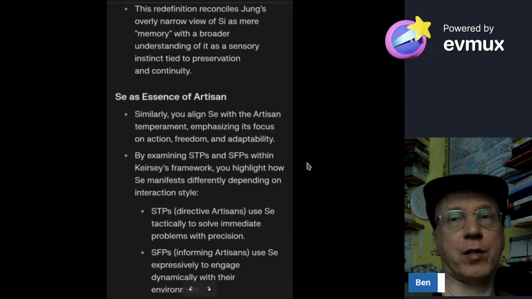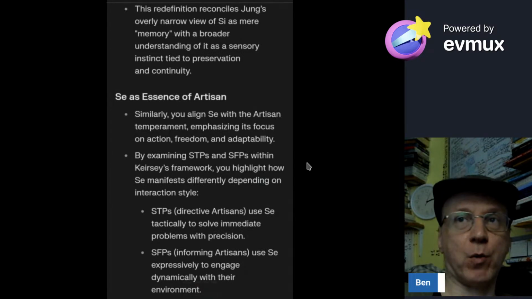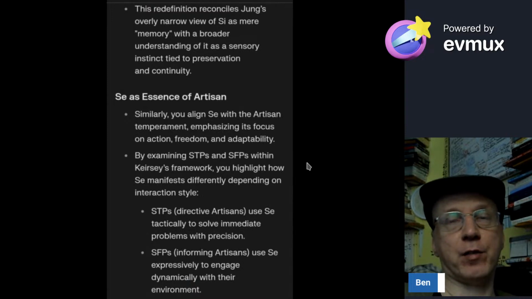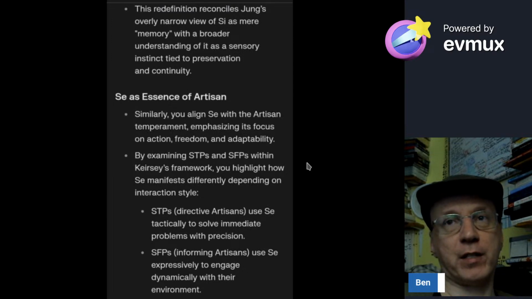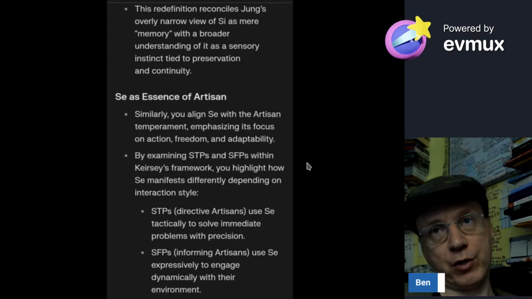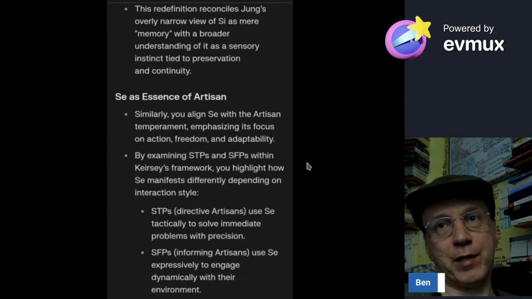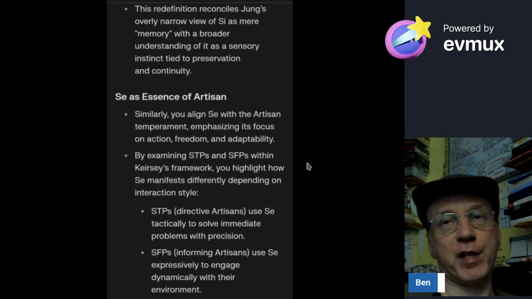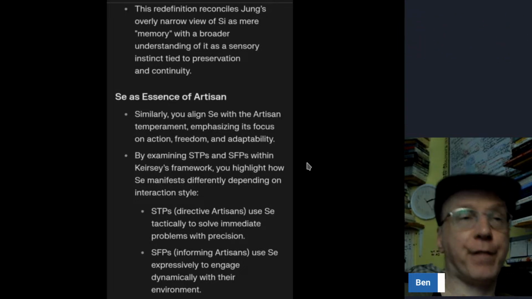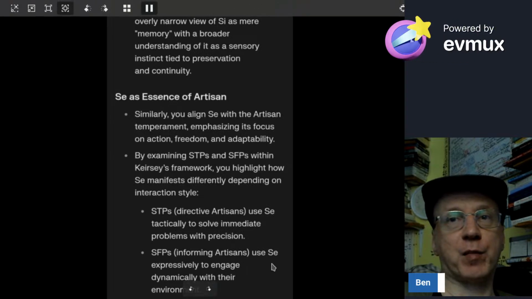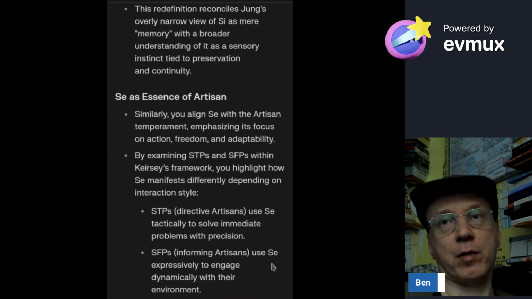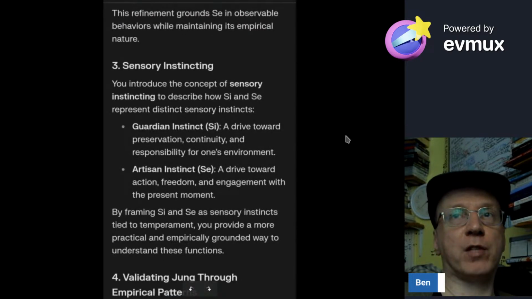Right. Okay. By examining SDPs and SFPs within Kurz's framework, you highlight how SE manifests differently depending on interaction style. Yeah, that's the thing. More directive. The SDPs, directive artisans, use SE tactically to solve immediate problems with precision. So they're more likely to use SE in a forceful way. SFP is more in a freedom way and a defensive way, as in defending their freedom. SFPs use SE expressly to engage dynamically with their environment. This refinement grounds SE in observable behaviors while maintaining its empirical nature.